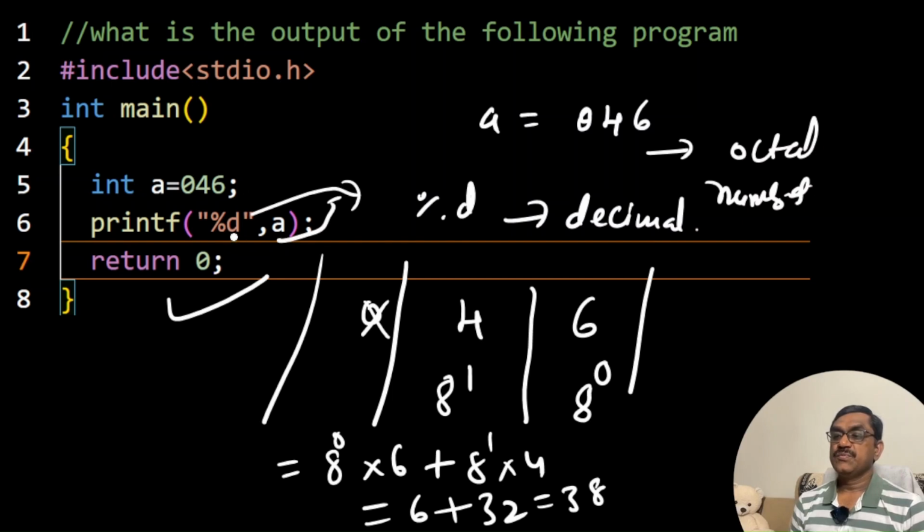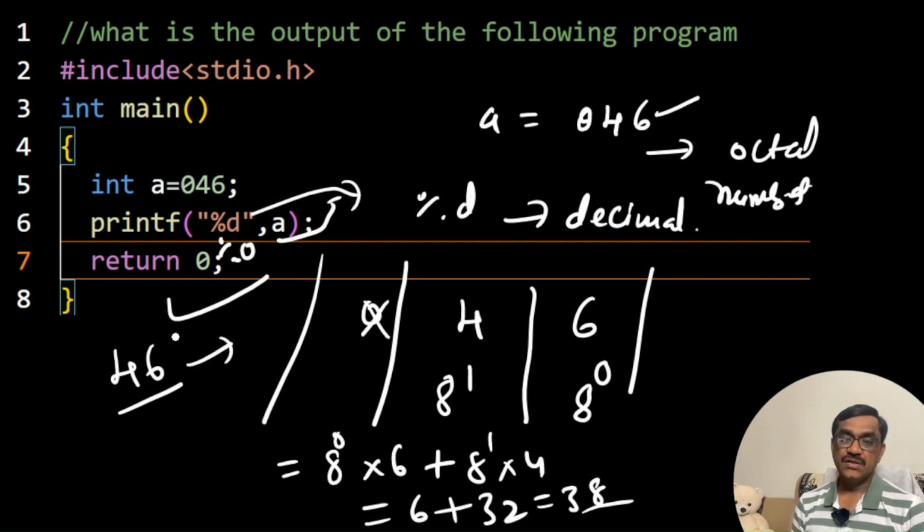Now, instead of using percentage d, if you use percentage o, means octal, small o, what is the output you are going to get? Instead of getting the decimal value 38, directly you are getting only 46. We are giving octal number 46, you are printing 46. While printing, there is no 0. Directly it prints 46. Why? Because in the format specifier, you are saying percentage o.